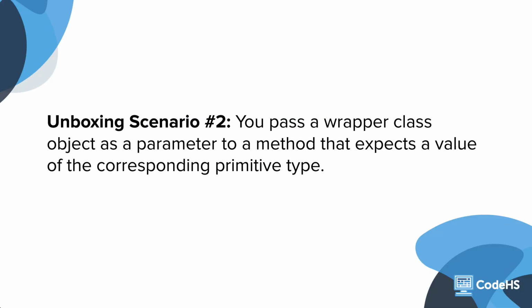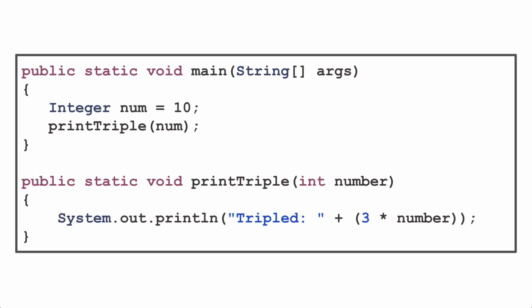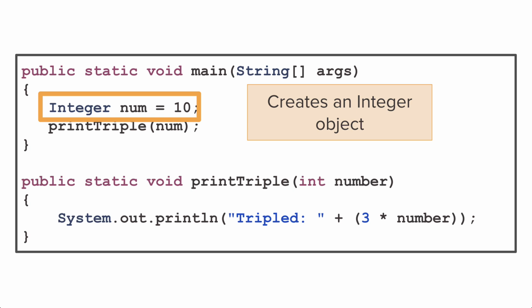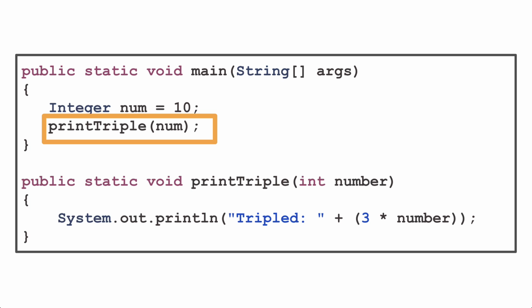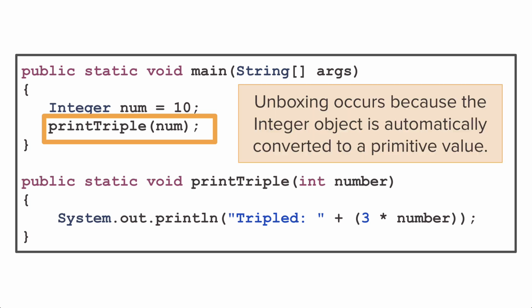Similar to autoboxing, the second unboxing scenario is when you pass a wrapper class object as a parameter to a method that expects a value of the corresponding primitive type. In this example, this line creates an Integer object, and the printTriple method expects an int value as a parameter. So, when you call the printTriple method and pass in the num variable, unboxing occurs because the Integer object is automatically converted to a primitive value. The unboxing affords access to methods expecting primitive values. You will see in the next module how this is helpful when working with array lists that store objects that are often loaded from a database. These array list objects can use methods designed to work with primitives.